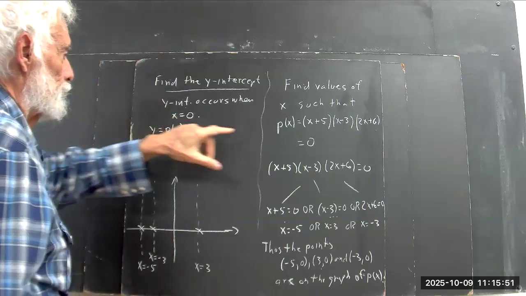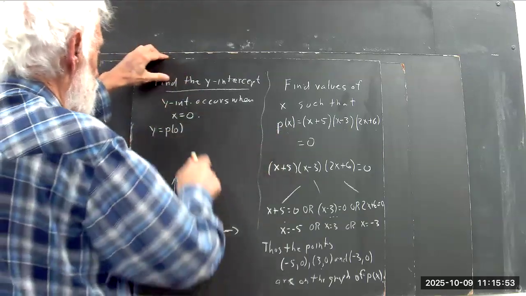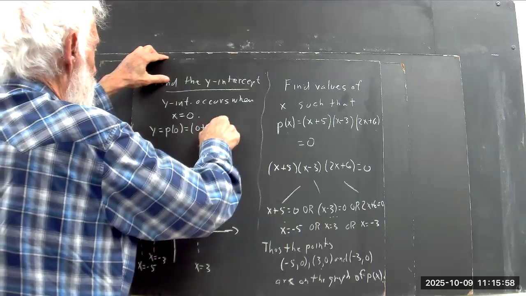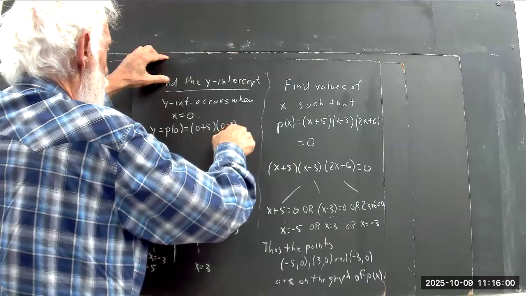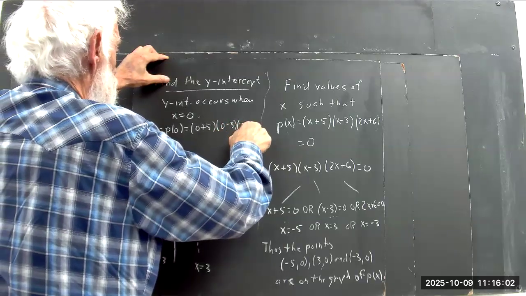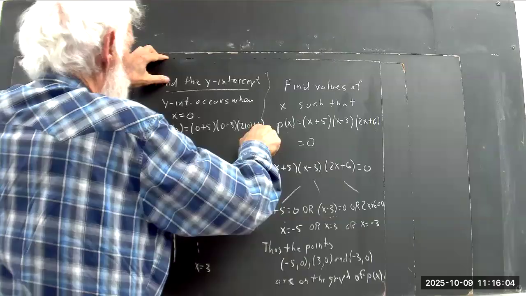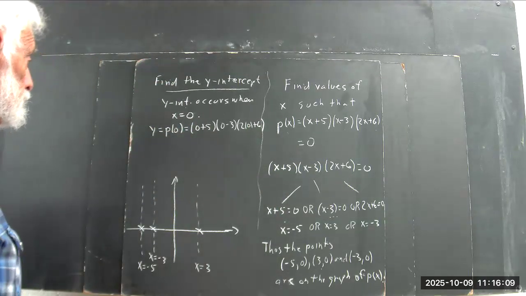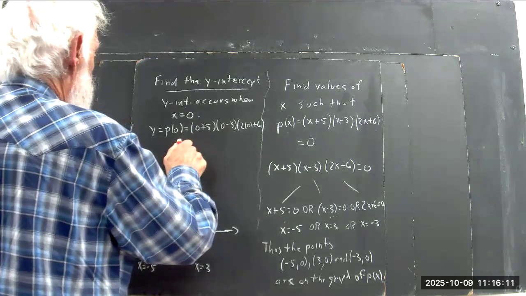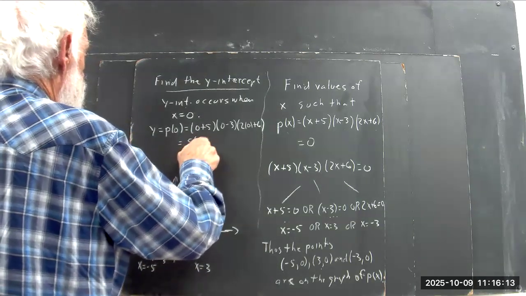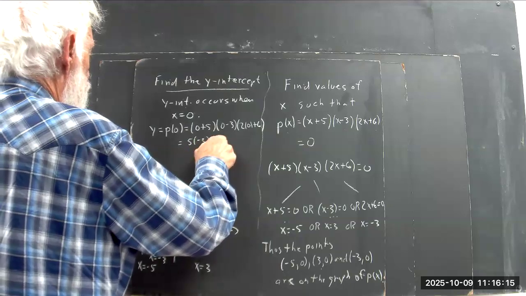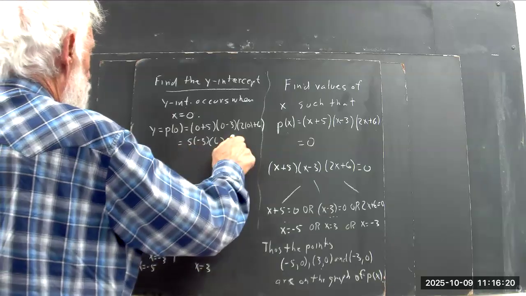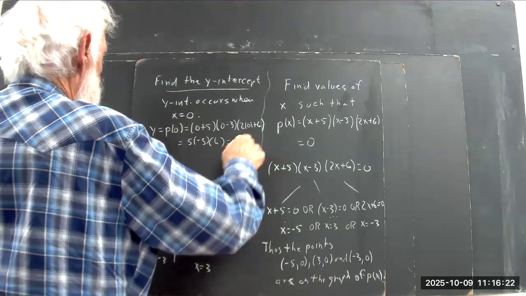So if you let x equal 0, you're getting p of 0, which means you're going to substitute 0 for all the x's. And when you do that, you get 5 times -3 times 6, which is -90.